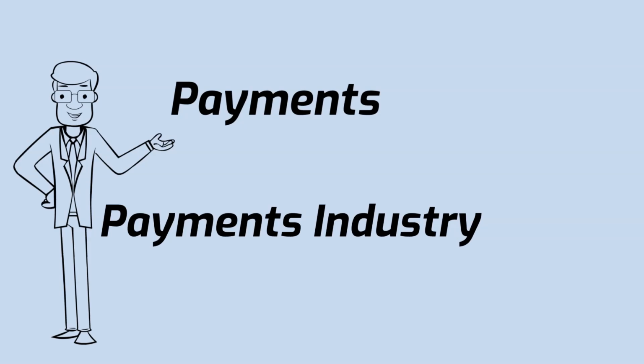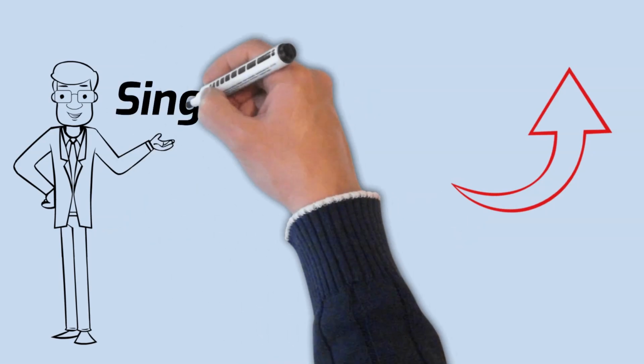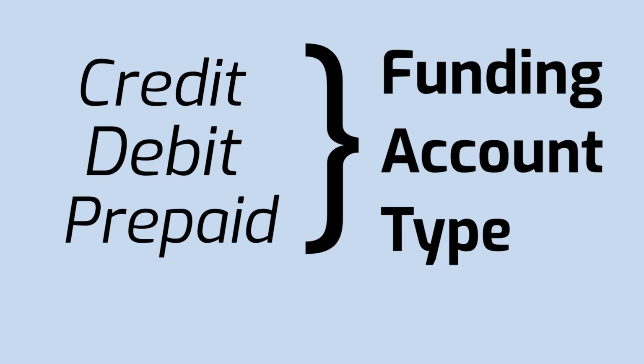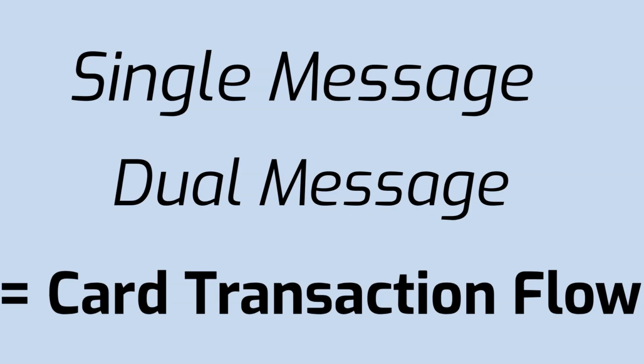In this video, we start putting together some of the building blocks from my previous videos in the Payment Card Processing 101 playlist. Let's talk about single message and dual message. There are a number of terms used to describe payment cards. Words like credit, debit, and prepaid identify the card product by the type of account it is attached to. Words like EMV, tap, token, and swipe define how the payment card interacts with the point-of-sale equipment. Phrases like single message and dual message identify the card transaction flow.